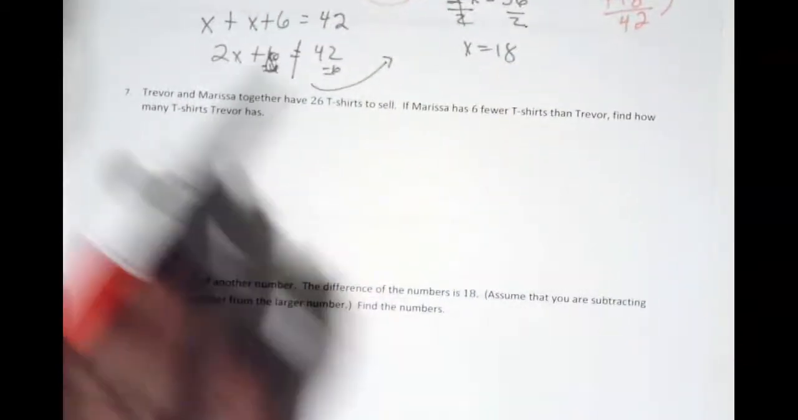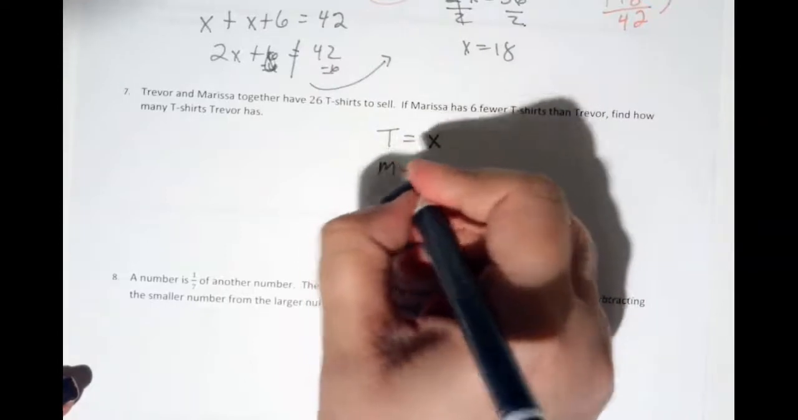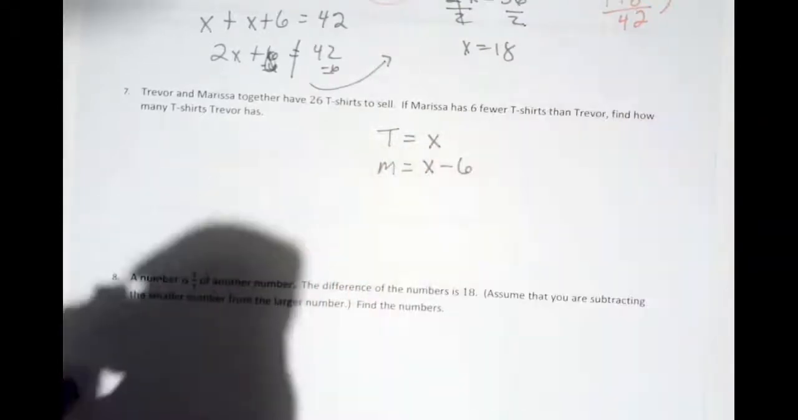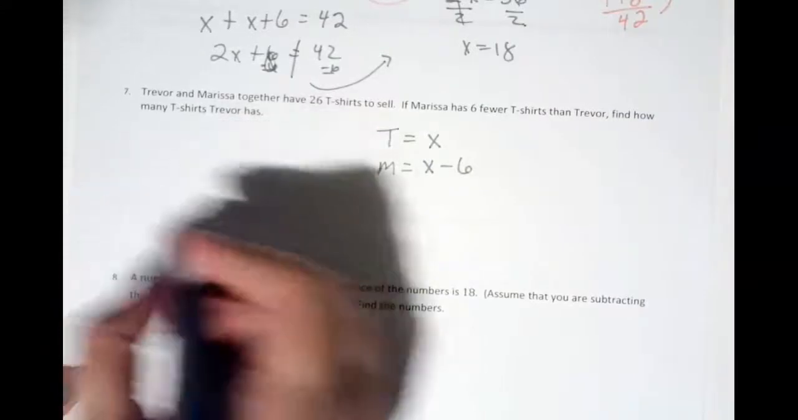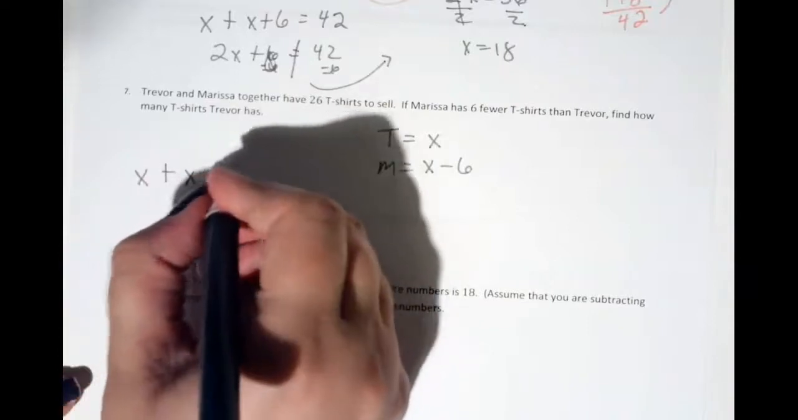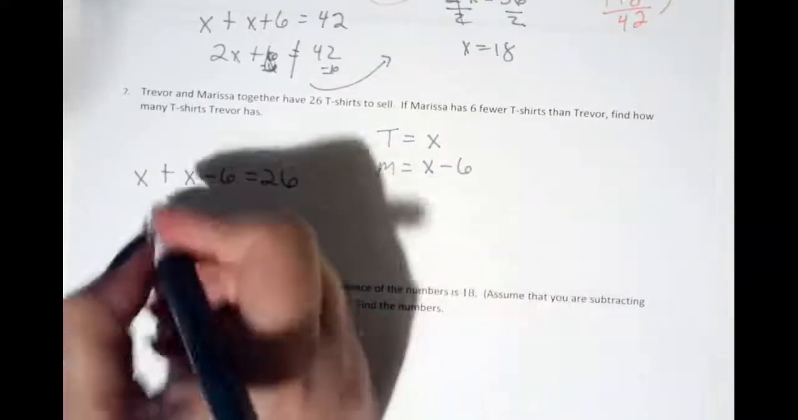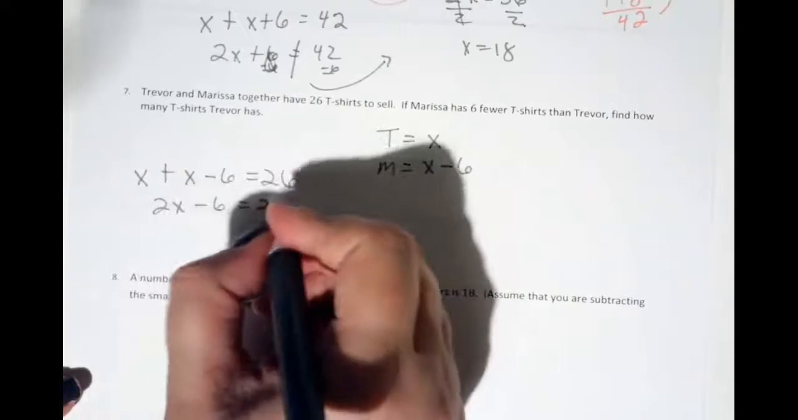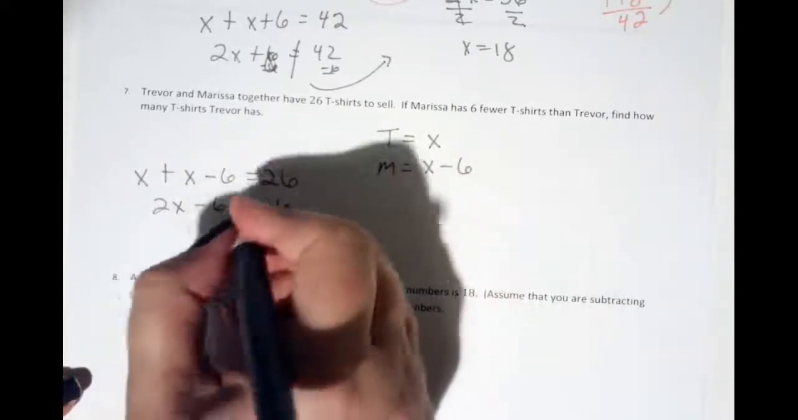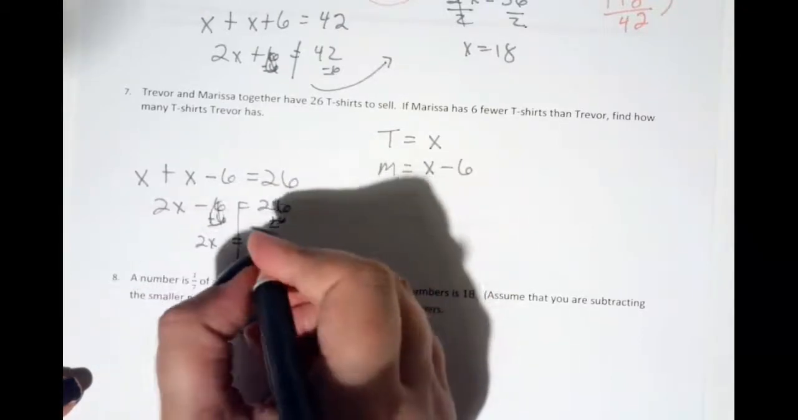Moving on. Trevor and Marissa together have 26 t-shirts. Marissa has 6 fewer than Trevor, so Trevor has x, and Marissa has 6 fewer than he does. How many t-shirts does Trevor have? So x is Trevor, x minus 6 is Marissa, and together they have 26. 2x minus 6 is 26. I would add 6 to each side. 2x is 32. Divide each side by 2.